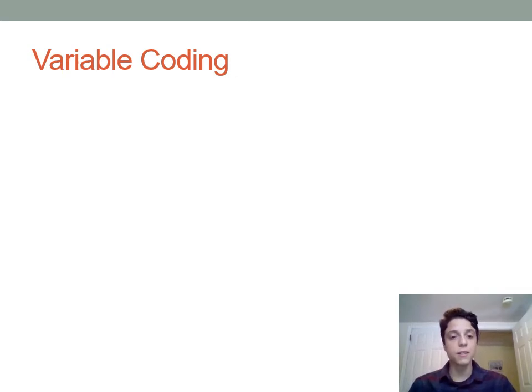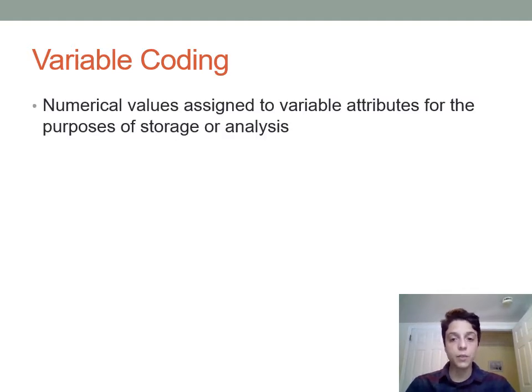In order to talk about statistical software, though, I have to talk about something that's common to every kind of stats program out there, which is variable coding. And when you're working with statistical software, you generally want your variables to be coded as numbers. In other words, we're going to assign codes, which are defined as numerical values that you can assign to different variable attributes just for the purposes of storing them or analyzing them in a statistical software program. So again, when we talk about variable coding, we're talking about assigning numerical values to different values that a variable can take on.